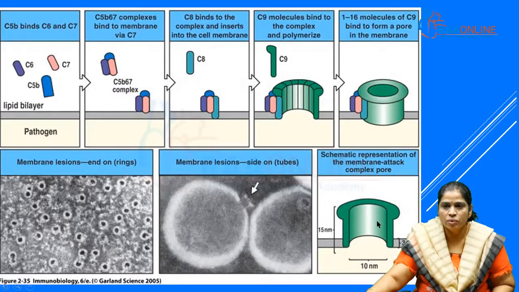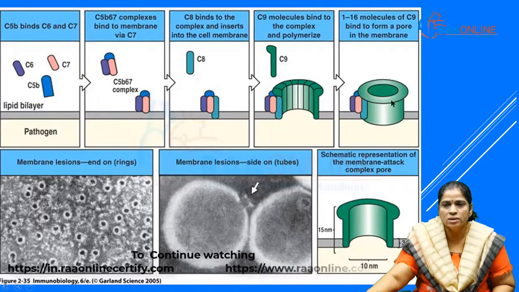Again, this is the same thing. Just to show you, C9 is polymerized, but all these, it's a cascade that follows, and the polymerized C9 will form a membrane attack complex, which is basically holes in the membrane.